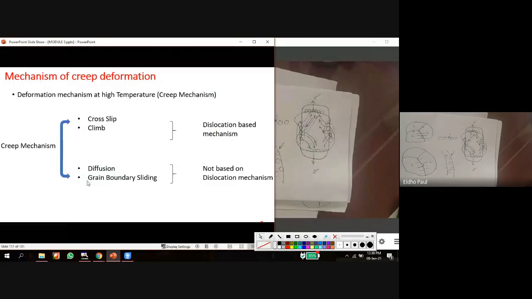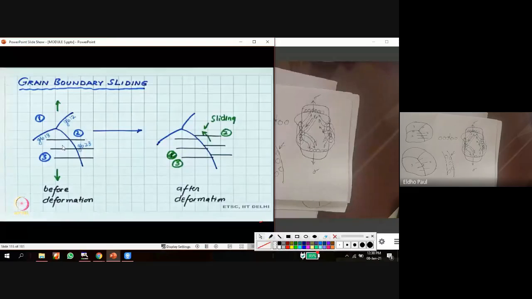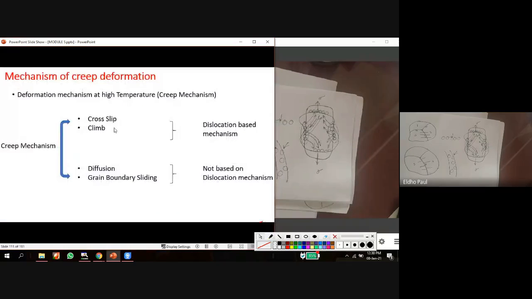And the fourth mechanism is grain boundary sliding. I already explained what grain boundary sliding is. Initially it is a straight line. After grain boundary sliding, we can see this is a discontinuous line. So there is some sliding motion of grain 2 with respect to grain 3. That is the fourth mechanism for creep deformation.